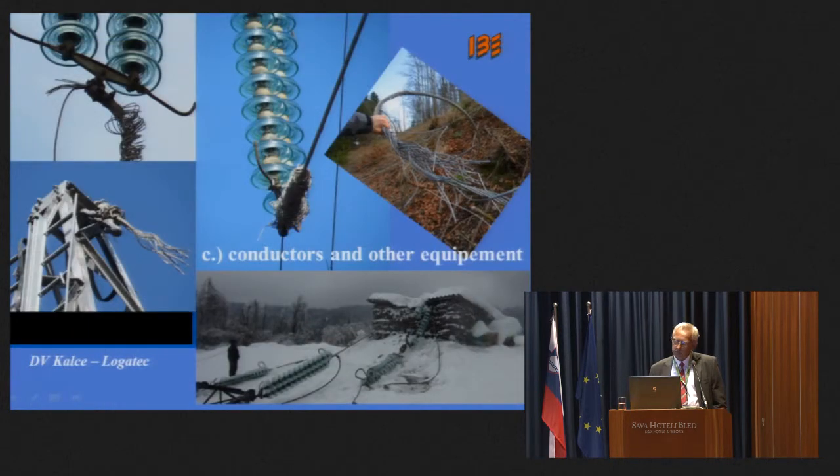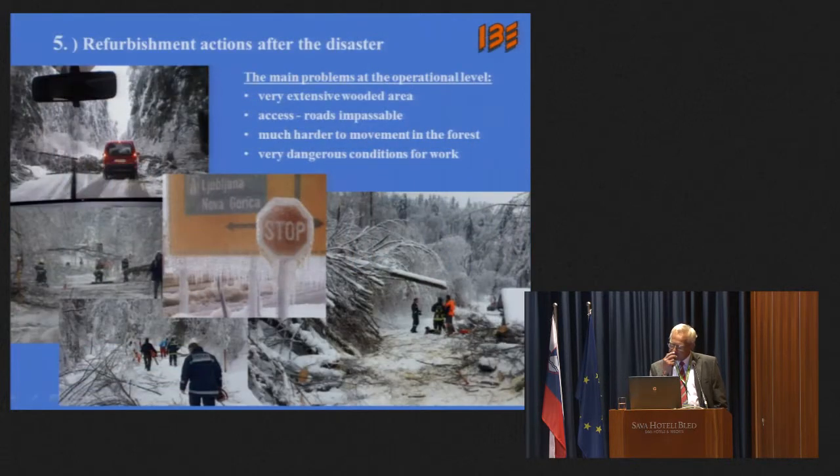Conductors and equipment. The tower survived, the conductors and isolators were damaged. And what happened after that? Refurbishment actions started immediately, but we had a lot of problems because the lines crossed a very extensive wooded area. Access roads were impossible. And much harder was to move through the forest because some towers are not near the roads. So there were very dangerous conditions for work.